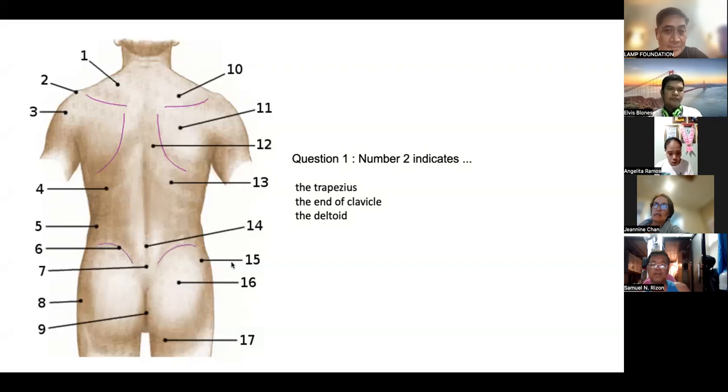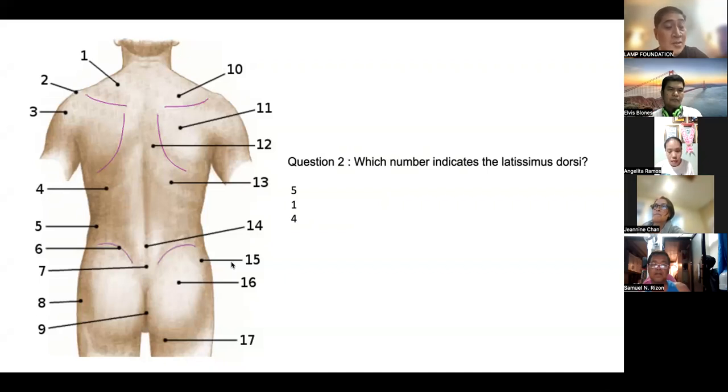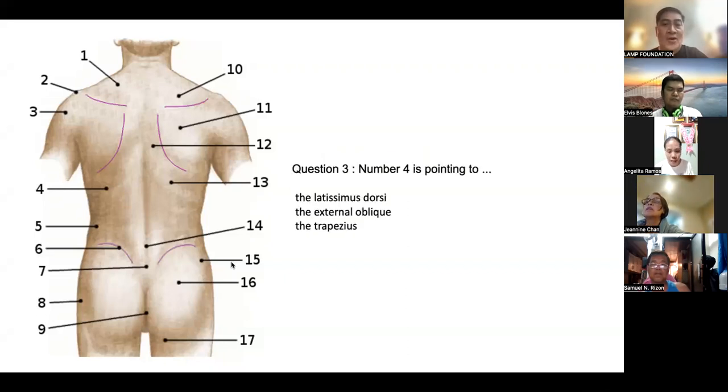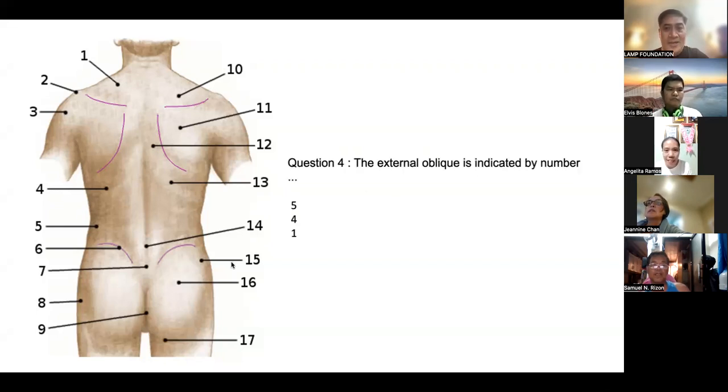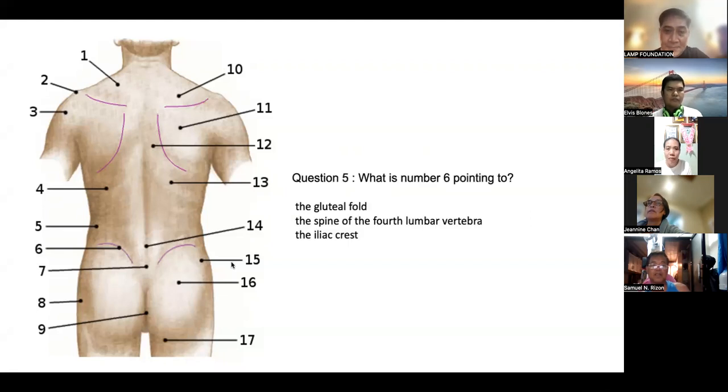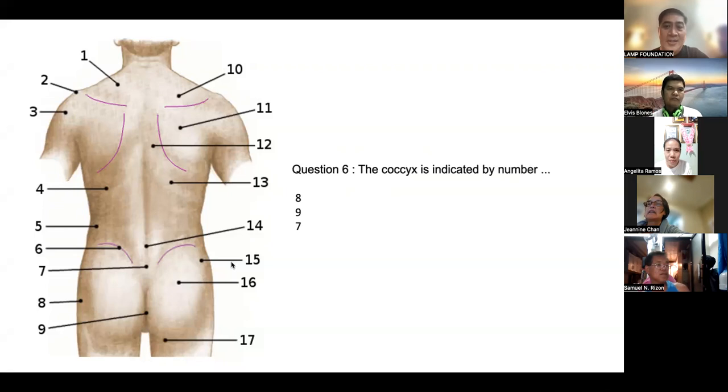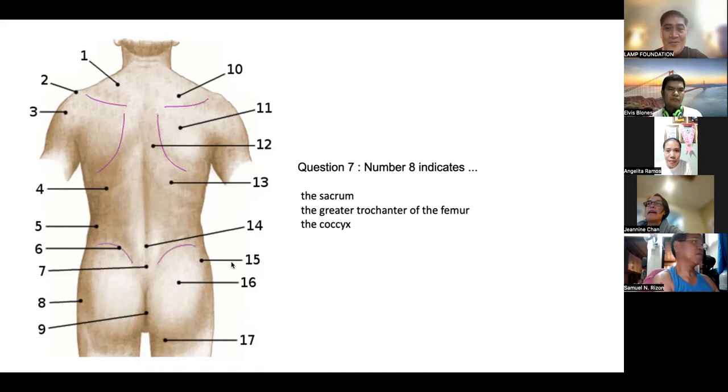Question number 1, number 2 indicates the end of clavicle. Great. Which number indicates the latissimus dorsi? Number 4. Wow. Number 4 is pointing to what? Latissimus dorsi, Doc. Okay. External oblique is indicated by number what? Number 5. Great. What is number 6 pointing to? The iliac crest. Great. Coccyx is indicated by number 9. Great. Wow, wala pang mali.